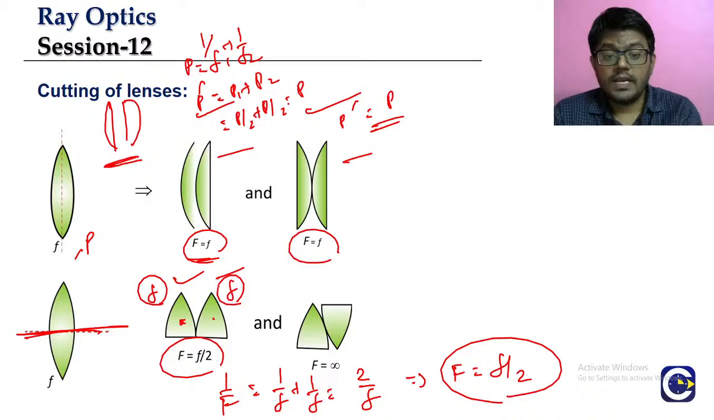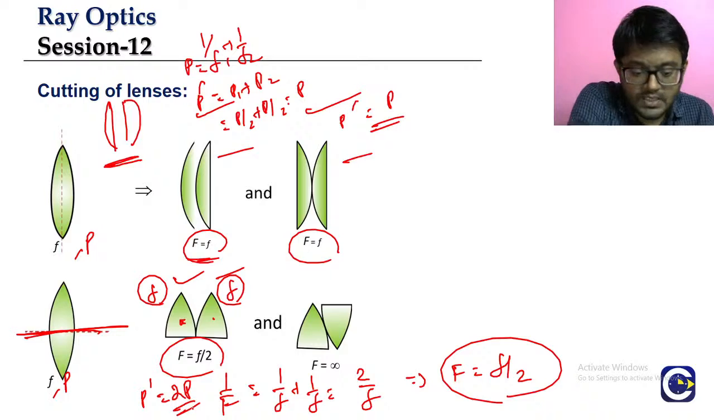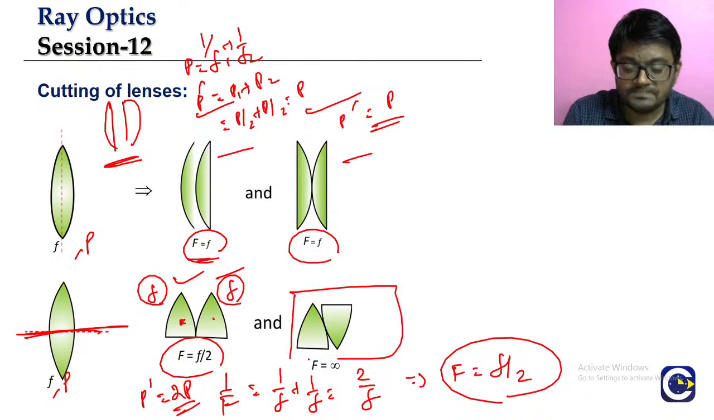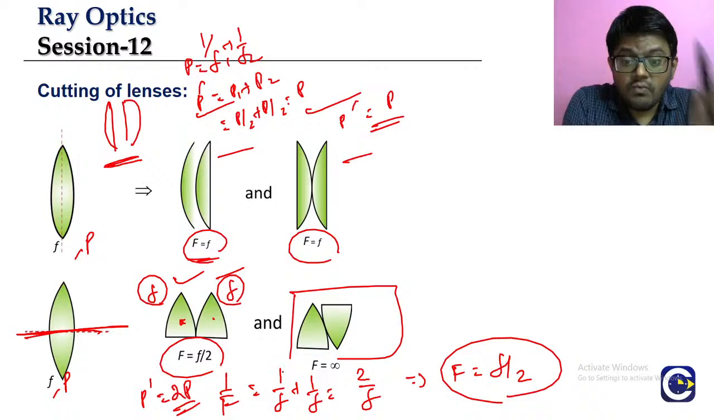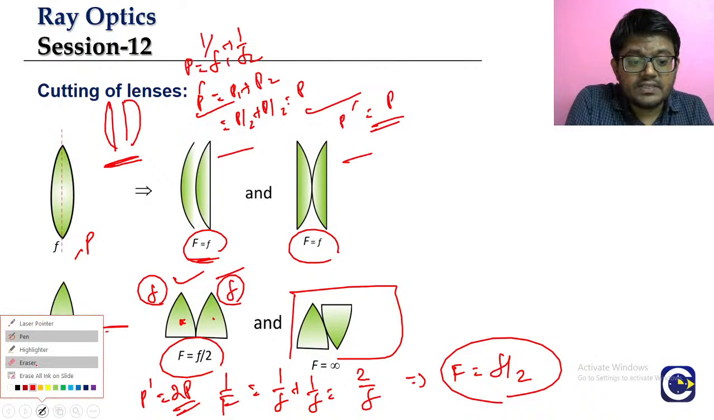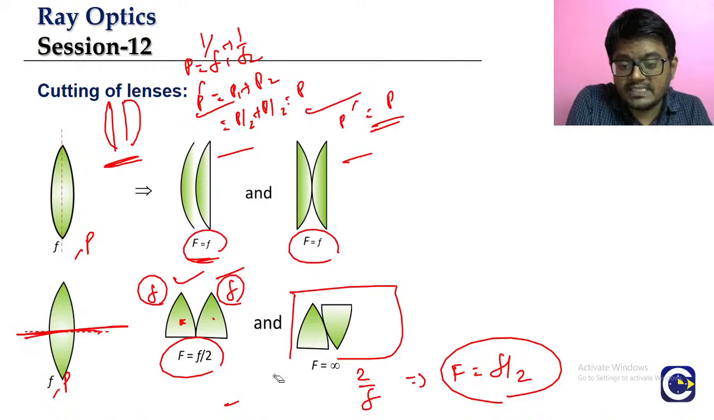Now what will the power be? If the original power is P, here the power P dash will be equal to 2 times P. The focal length is becoming half, means the power is doubled. Now the interesting thing is, look at this kind of combination. One part we keep as it is, the other part is inverted.